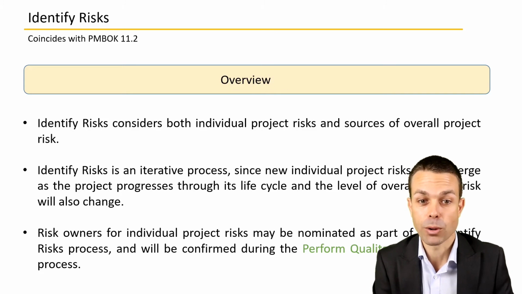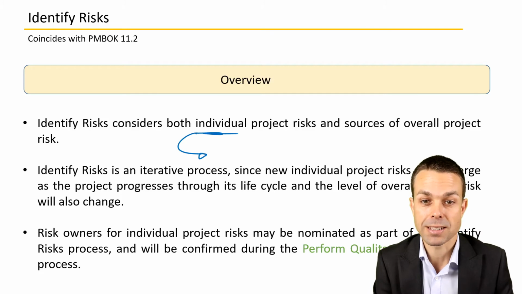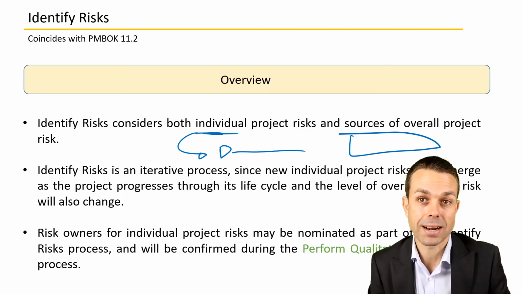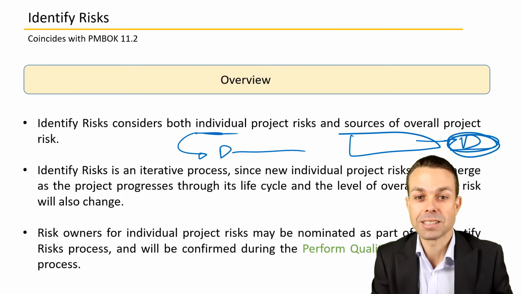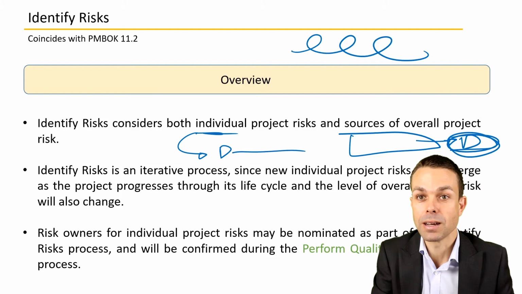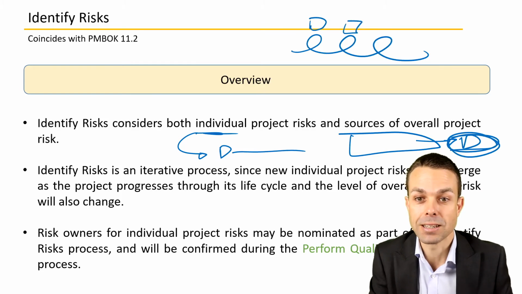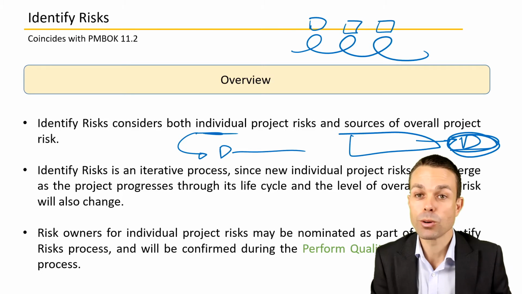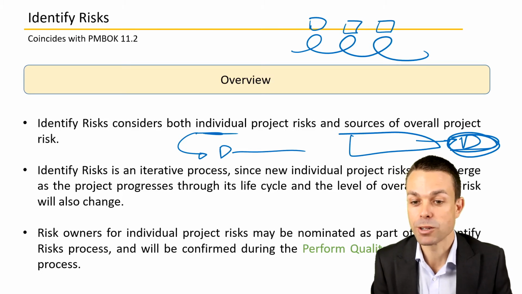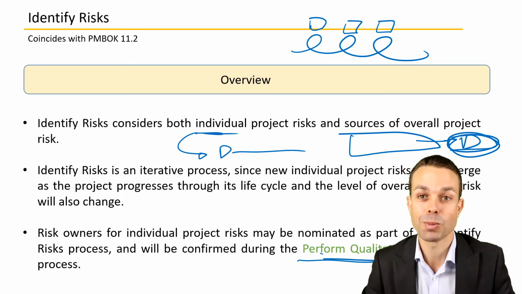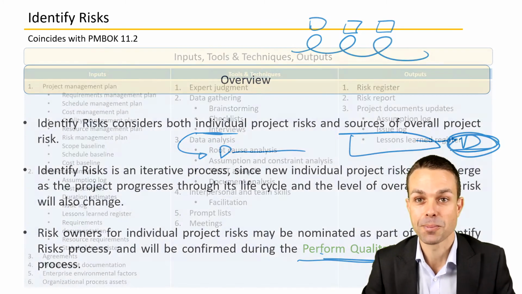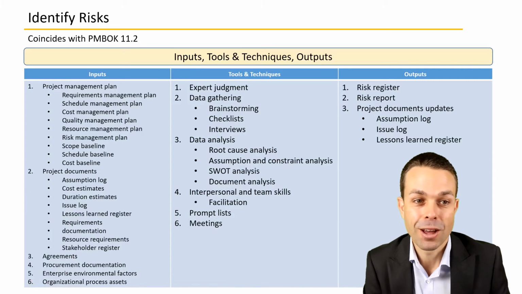Here's an overview of identifying the risks in your project. As we've seen, we consider both the individual project risks, which might impact our project delivery, but also the sources of overall project risk, where we might impact the business or the organization that we're delivering the project into. And identifying the risks is an iterative process, so we might be improving it or adding to it or changing it over time. Risk owners for individual project risks may be nominated as part of the Identify Risks process and will be confirmed during Perform Qualitative Risk Analysis. So, of course, we need to know who owns the risk, who's responsible for managing it through to completion. Let's look at the inputs, tools and techniques and outputs for identifying risks.